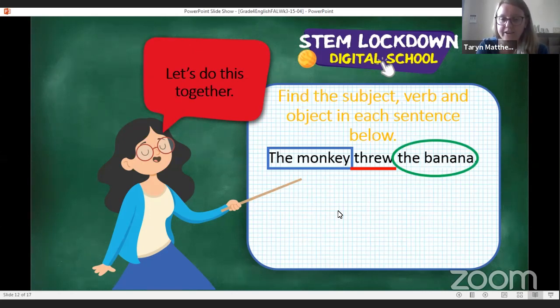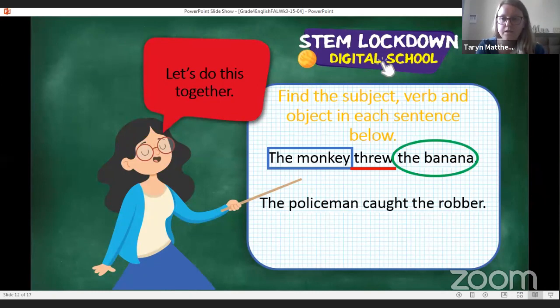Good. Now I want you to try this next one for me. So just another practice. So I've got the policeman caught the robber. So copy that one down for me as well. The policeman caught the robber. And I'm going to check if you are doing the work. So luckily, a lot of you have got your cameras on. And Tumbizo's working nice and hard. Good.